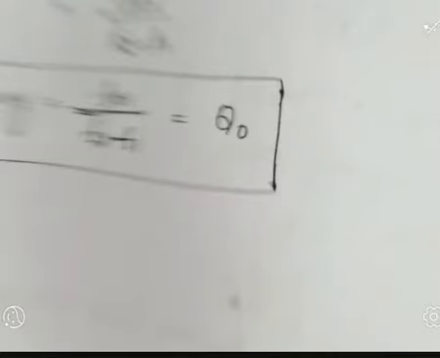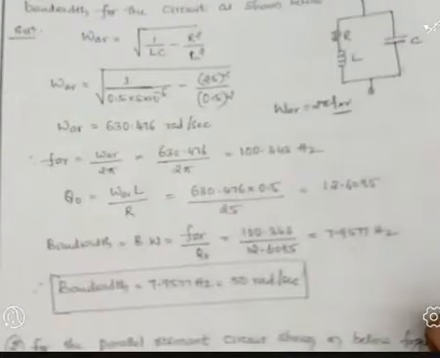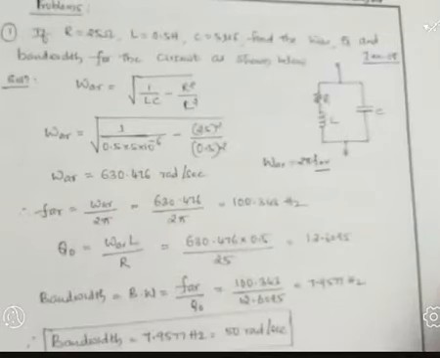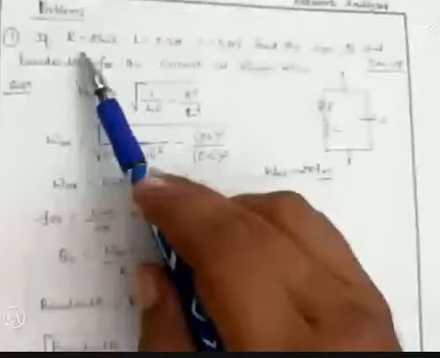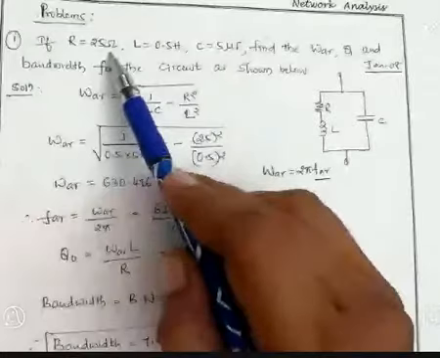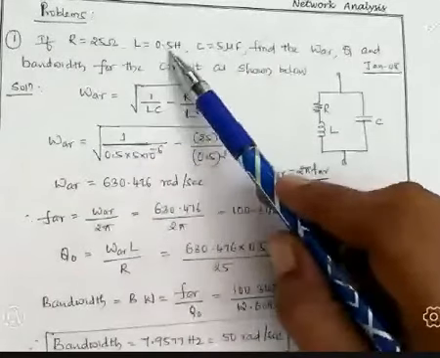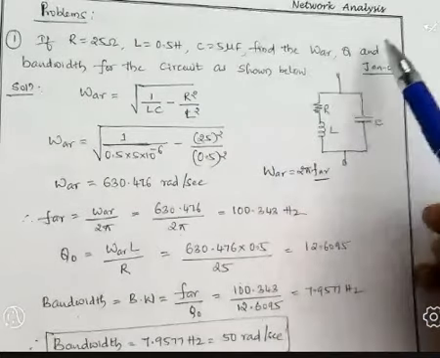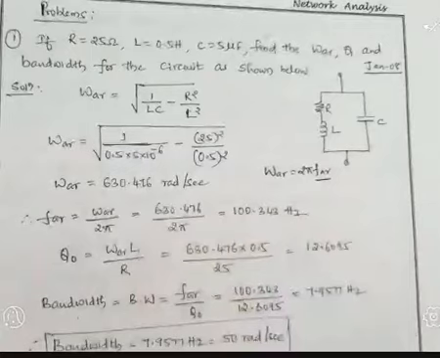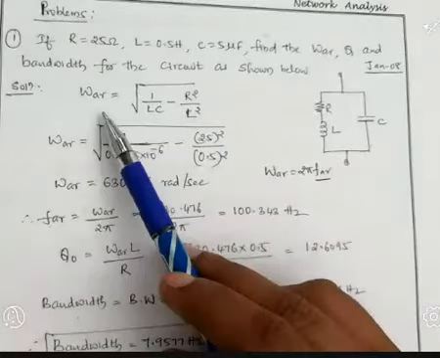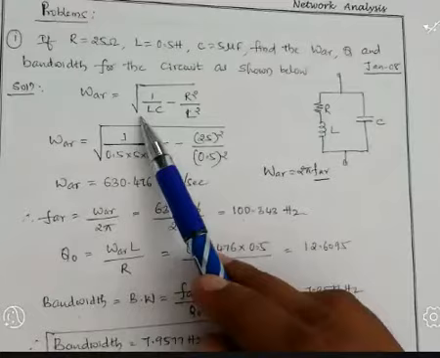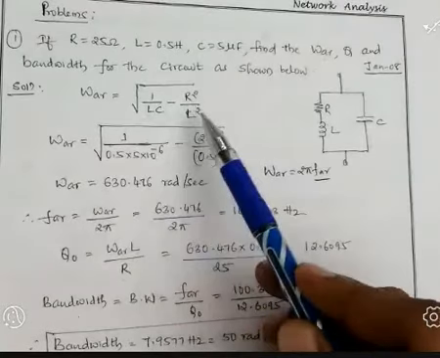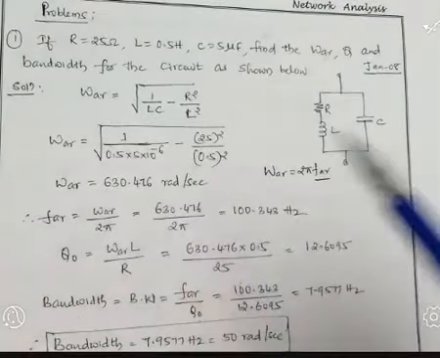Next, move on to the numericals on parallel resonant circuit. Let us take one simple example. If R equal to 25 ohm, L equal to 0.5 Henry, C equal to 5 microfarad, find omega AR, Q and bandwidth for this circuit. We know the formula: omega AR equal to square root of 1 by LC minus R square by L square.